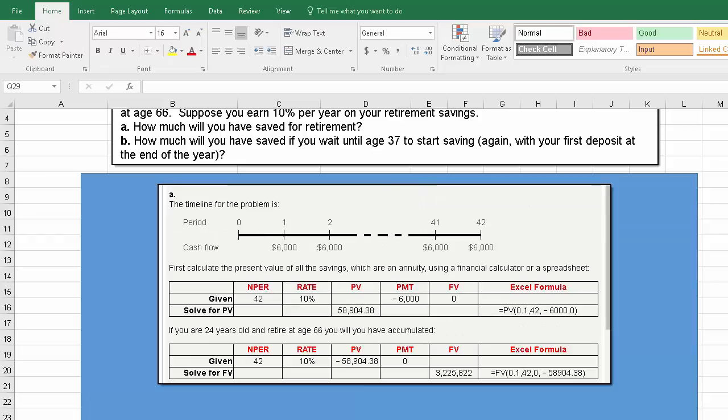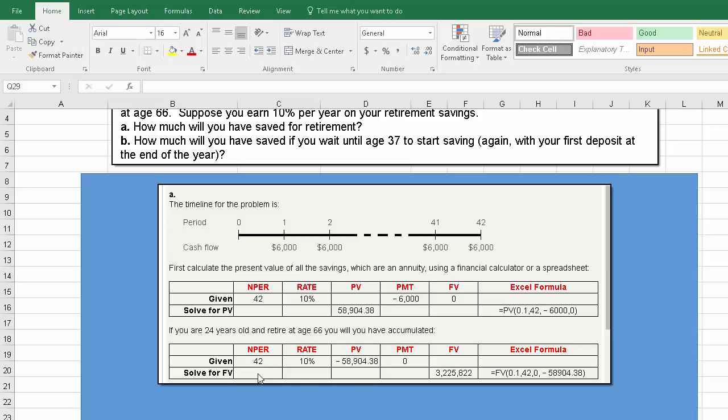Okay, first let's look at a financial calculator. If you're using a financial calculator, whether it's a physical one or an online calculator, you'd put in these factors into your calculator. The number of periods, 42, which is 42 years. The rate, 10%. We're making annual payments, so 10% is the right amount. The payment we would enter as negative because that's a cash outflow. And remember that Excel and calculators treat outflows as negative numbers, cash inflows as positive numbers. You could leave future value at 0 or just not enter it, and then solve for present value. That would give you the $58,904, and that would calculate the present value of those 6,000 payments.